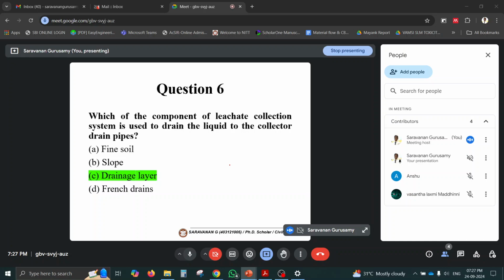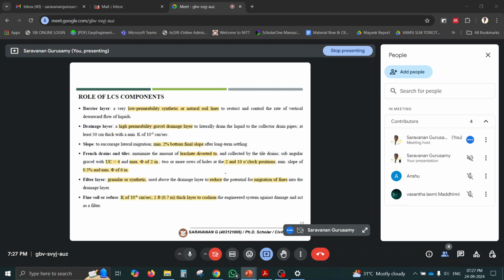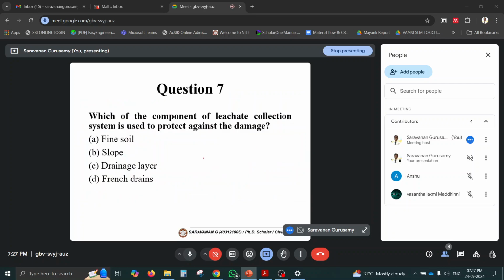So the answer is the drainage layer, which is used to drain the liquid to the collection drain pipe. You see here, this is the gravel drainage layer. It will allow the liquid, and then the fine layer will filter and it will enter into the drain pipes. You see here, the drainage layer drains the liquid to the collector drain pipe.